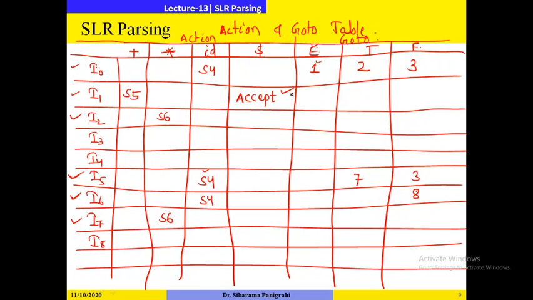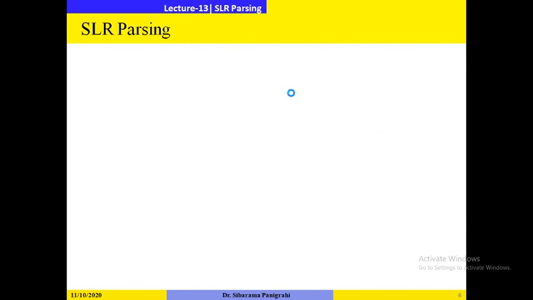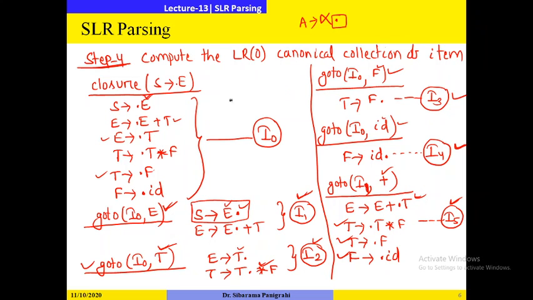Next, how to know whether to perform the reduce operation or not. Again we have to search for productions of the form A gives to alpha dot. Under I1, is there any other production where dot is present at the end? No. Now let me go through I2. In I2, is there a production where dot is present at the end? Yes, you see, here dot is present at the end. The production is E gives to T dot.